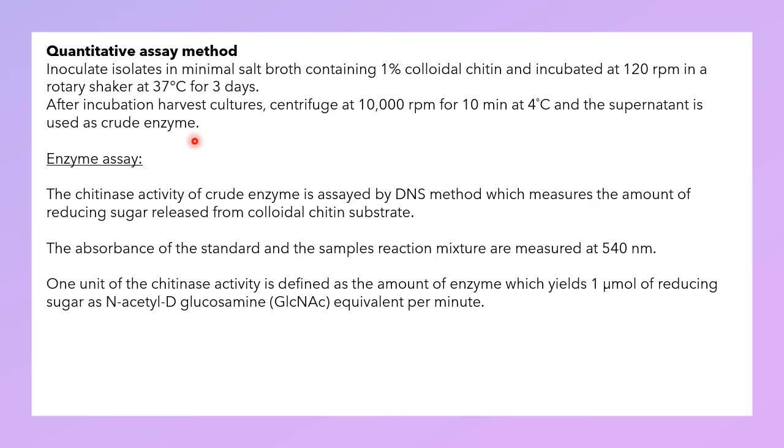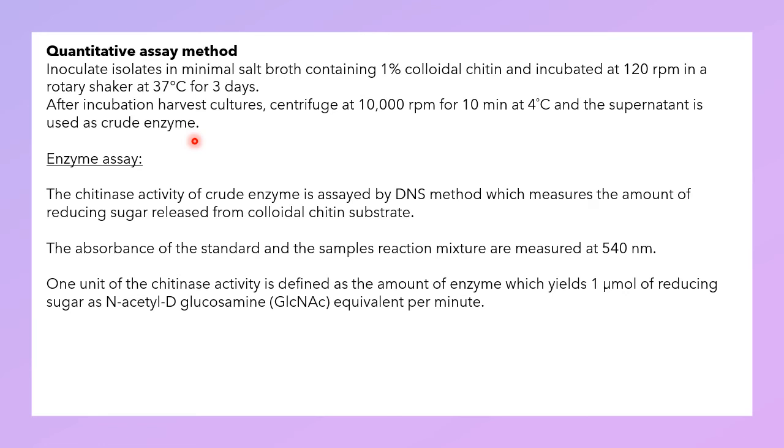Okay, so the chitinase activity of the crude enzyme is assayed by the DNS method, which measures the amount of reducing sugar released from the colloidal chitin substrate. Now chitin actually has N-acetyl D-glucosamine residues, okay, and N-acetyl D-glucosamine is actually a derivative of glucose. Okay, so how is it a reducing sugar?